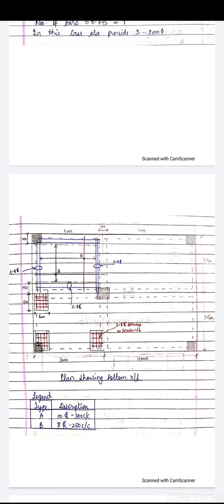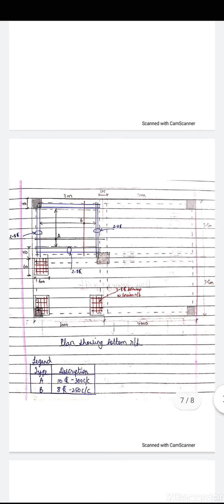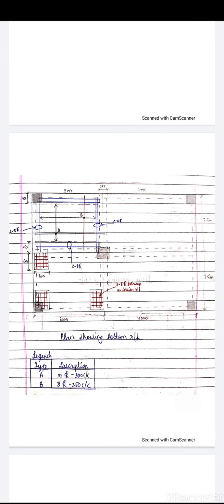This is the plan showing the bottom reinforcement. Let us give the naming for the reinforcement. This is called the legend. 10 torr at 300 center to center, let us say this is type A, and 8 torr at 250 center to center, let us say that it is type B.